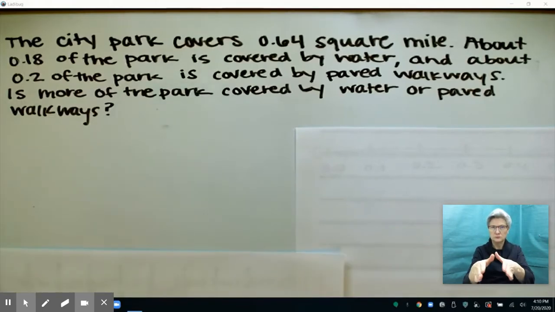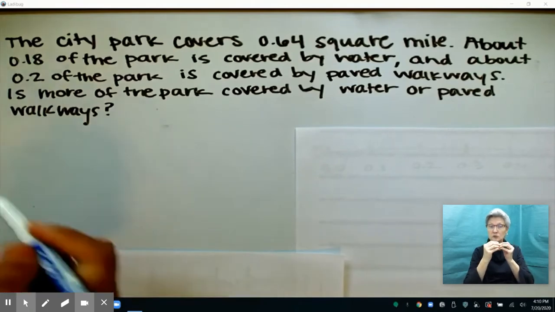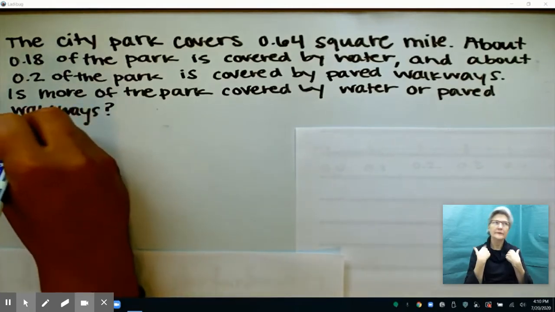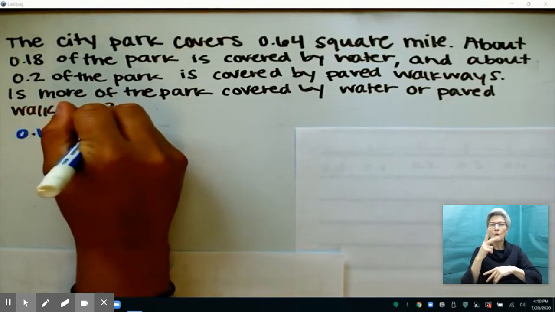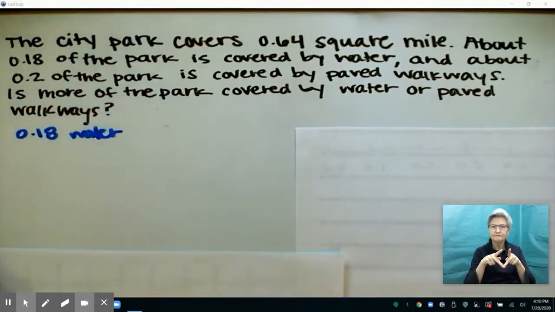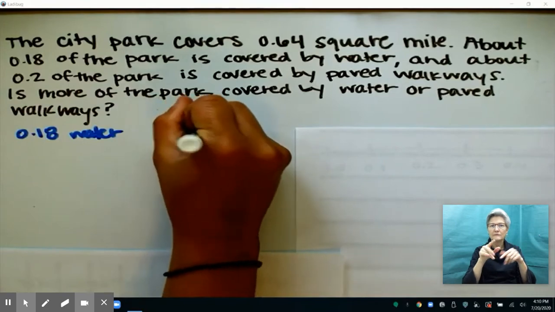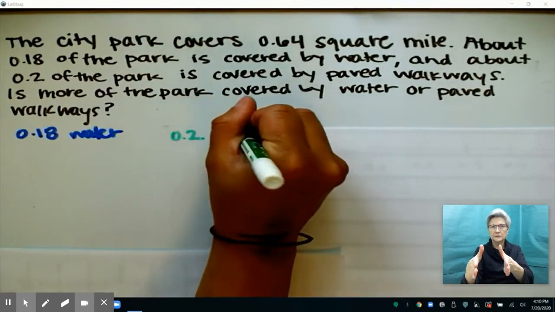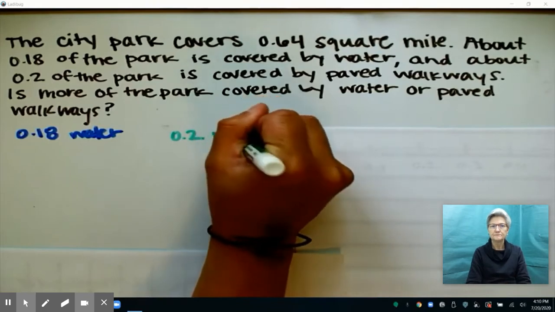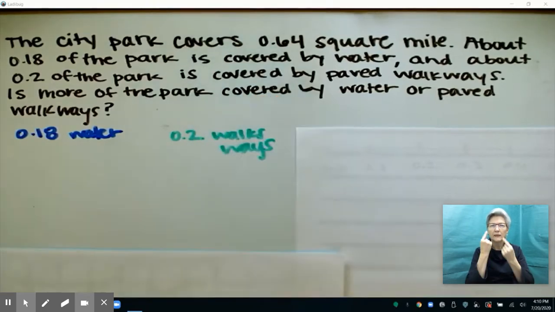So let's start by thinking about the numbers we're dealing with, right? We know that we have 18/100ths of the park that is covered by water. And then we have 2/10ths of the park that is covered by walkways. Let's think about using a model to help us with this comparison.